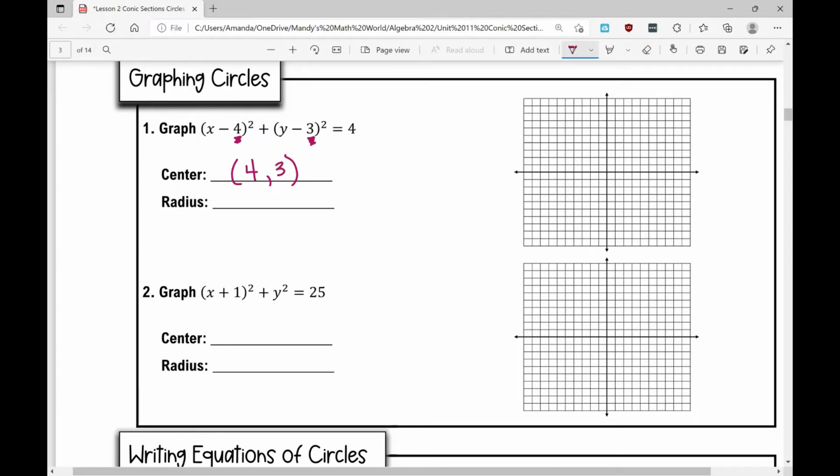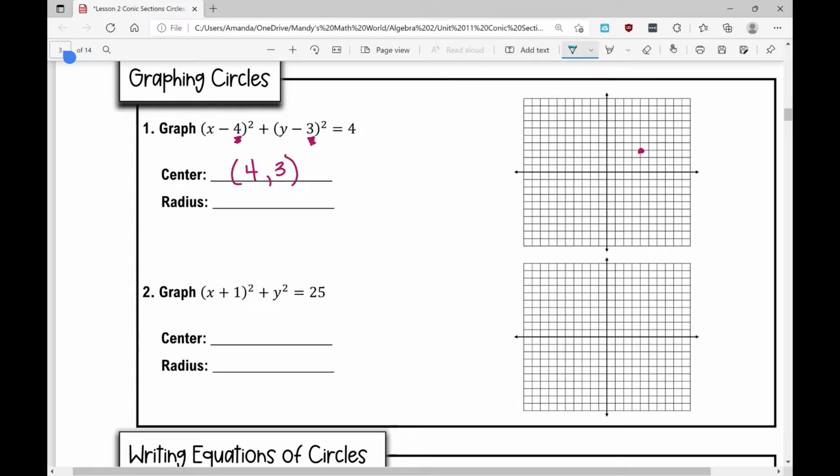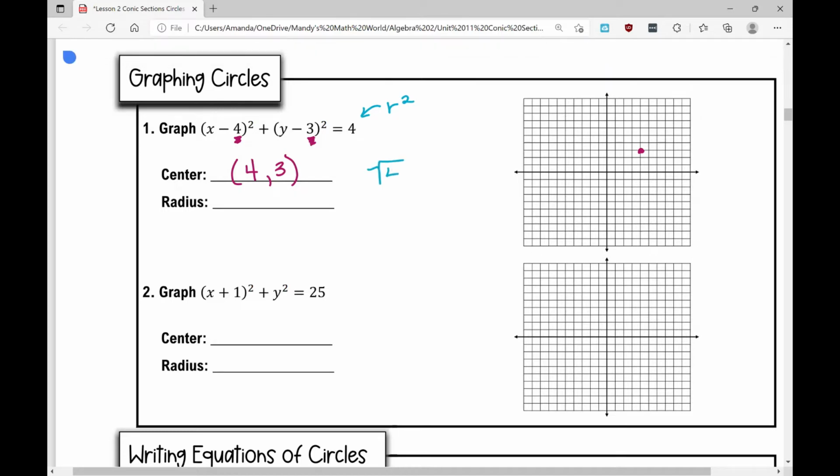So now let's graph that center. I'm going to go right 4 and up 1, 2, 3. There's the center of my circle. And now let's talk about the radius. Remember, this right here is r squared according to my equation. So I'm going to take the square root of 4 to get the actual radius, and the radius here is 2. So I'm going to go out 2 in every direction, up, down, left, and right from that center point. And there's my circle. I'm just going to connect those points.